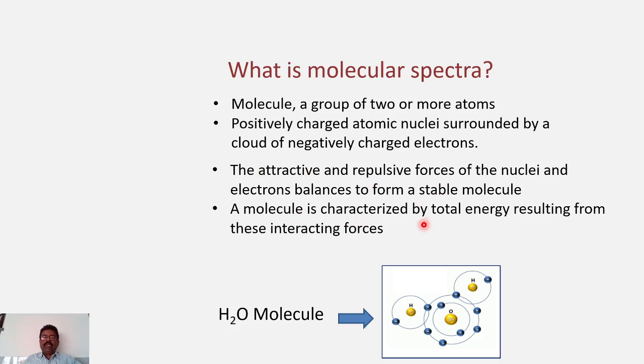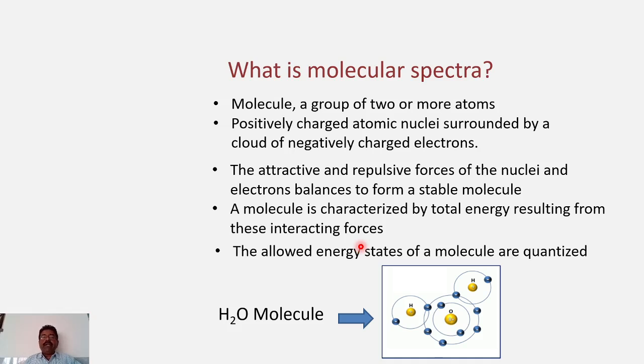So just like the outer electron, the optical electron in an atom, has the ground state energy, and when excited it can change its energy state. Similarly, a molecule as a whole has its own resultant energy. Okay, so that is the minimum energy, so you can call that the ground state energy of a molecule.